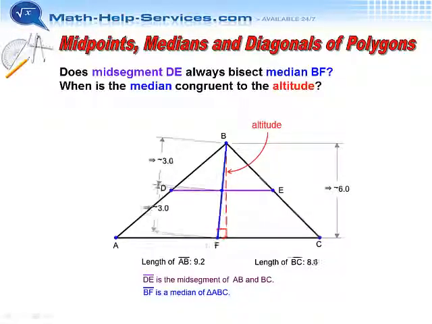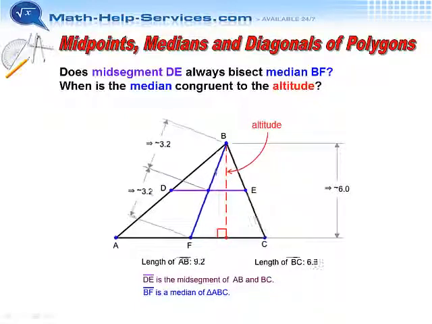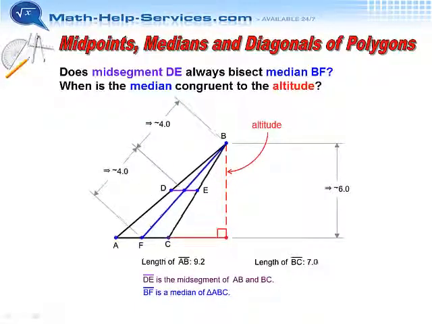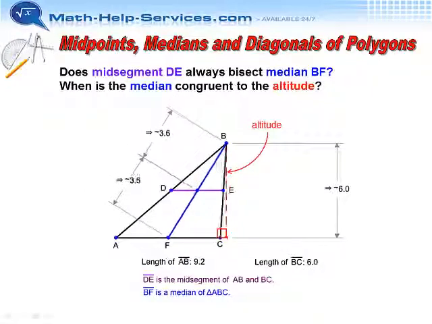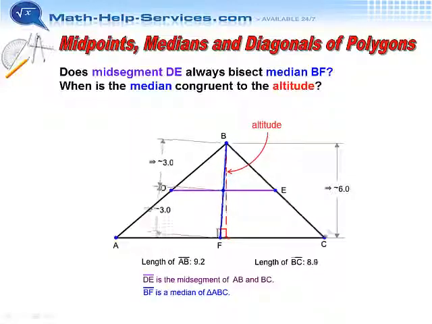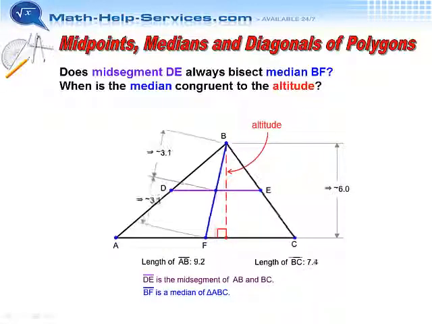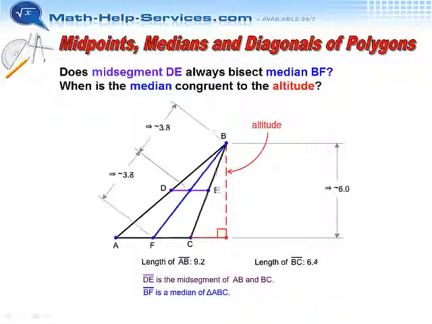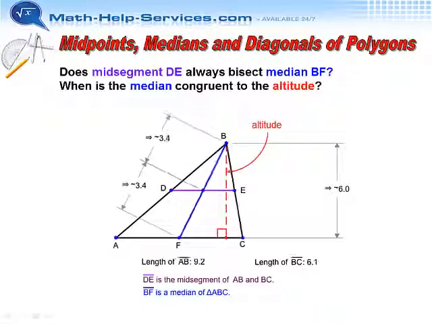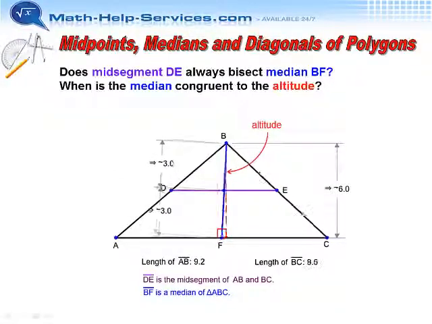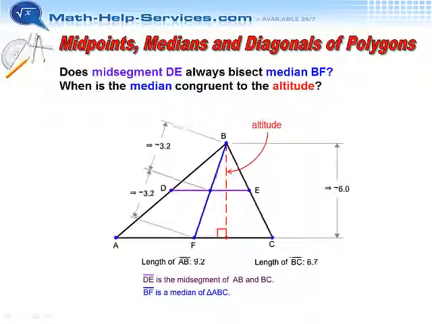Now, if we know that line segment DE is the midsegment of line segments AB and BC, and also that line segment BF is a median of triangle ABC, then does the midsegment DE always bisect the median BF? When is the median congruent to the altitude? Look at this animation and see if you can answer these questions.